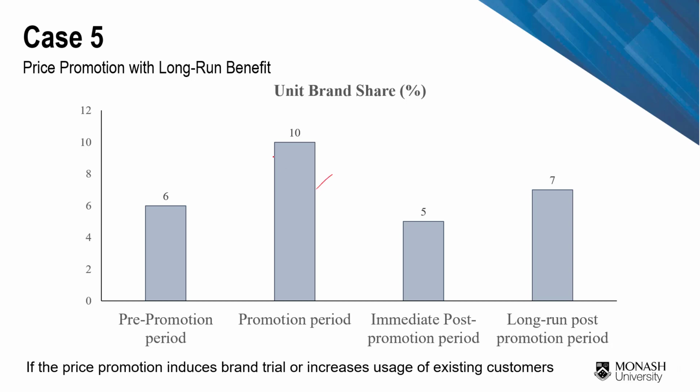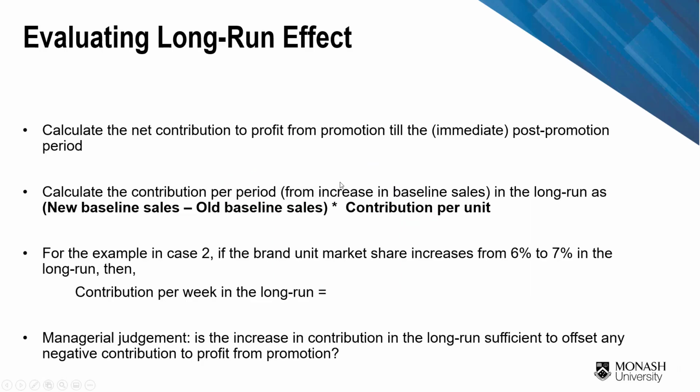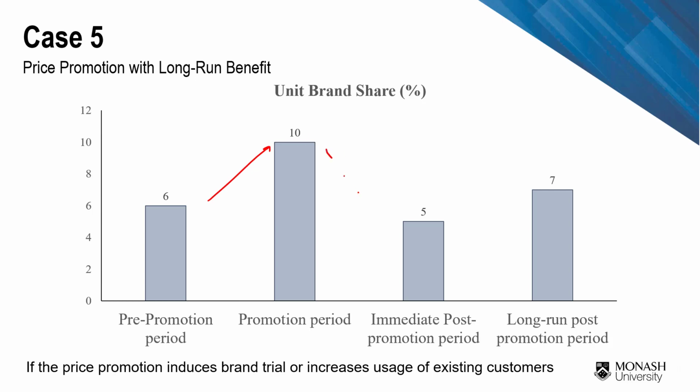How? So, for example, you can see in here, the pre-promotional period is 6%, it jumps to 100%, but obviously when the sales are not there, it drops down to 5%. But in the long run post promotion, when sales happen in the long run, it rises up to 7.